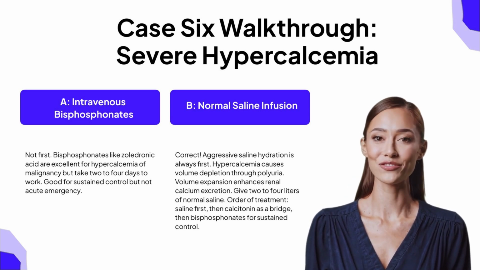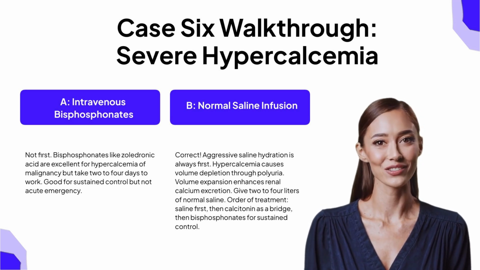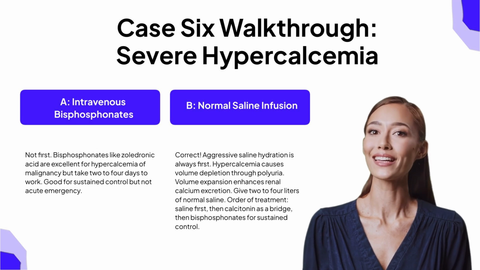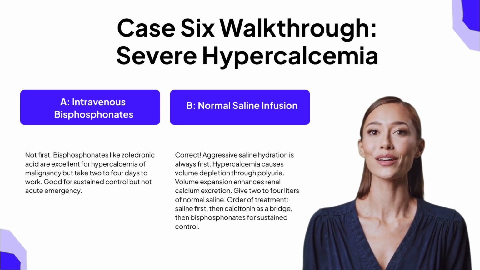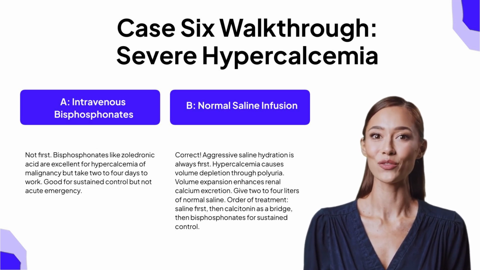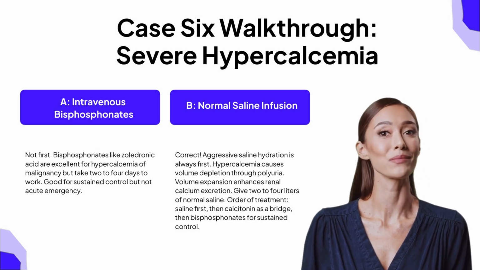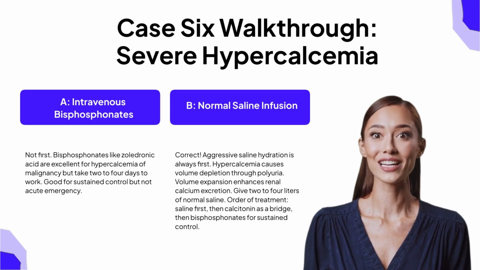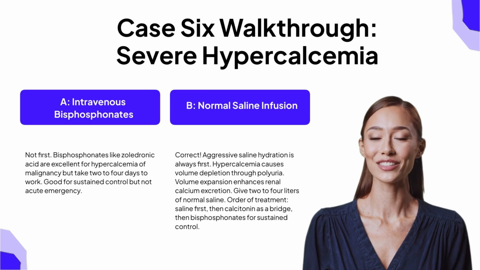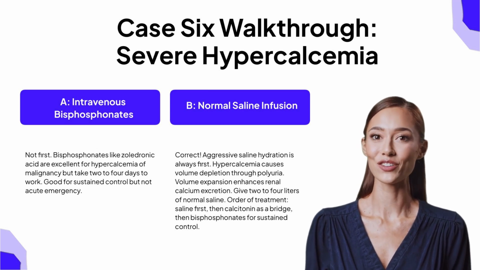Choice A, bisphosphonates, is not first. Zoledronic acid is excellent for hypercalcemia of malignancy but takes 2 to 4 days to work. Good for sustained control, not acute emergencies. Choice B, normal saline infusion, is correct. Aggressive saline hydration is always first.